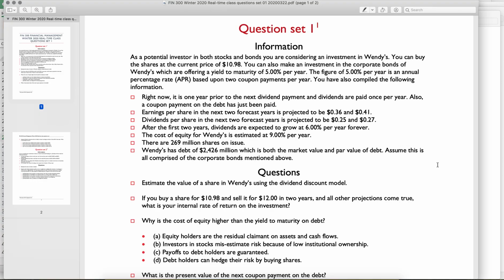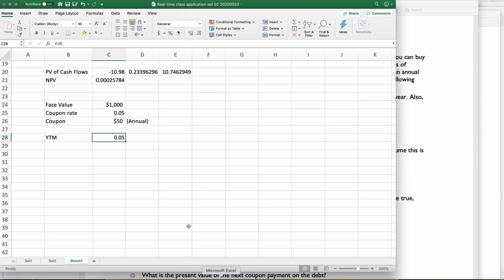Okay, so there is some information. Oh yes, here it is. A coupon payment on the debt has just been paid. So that means that we don't have another coupon for the year. So we are standing in time 0, and at time 1, we're going to get $50. Well, what's the PV of that? The PV is just going to be $50 divided by 1 plus the yield to maturity to the power of 1.